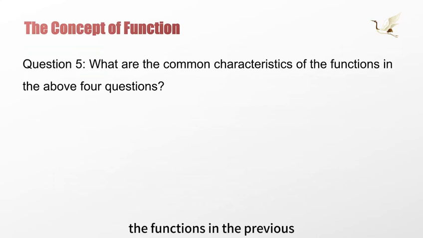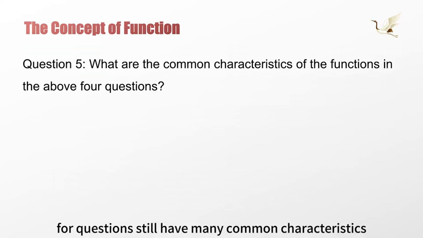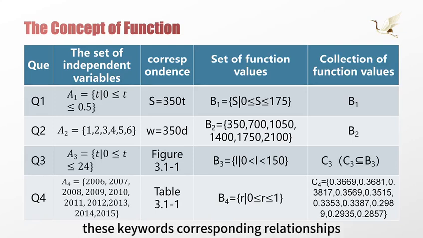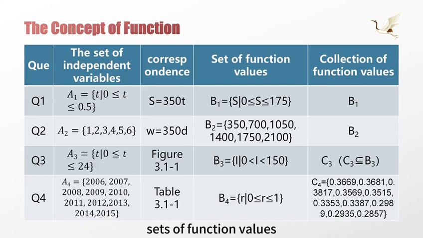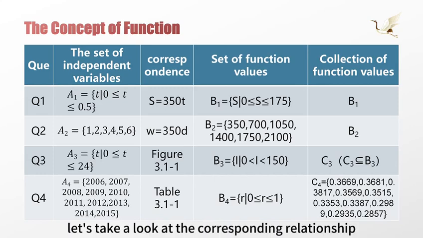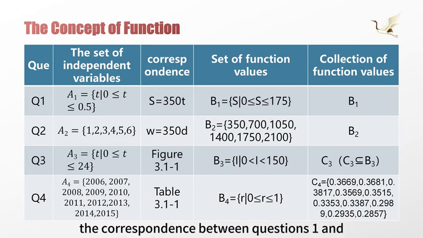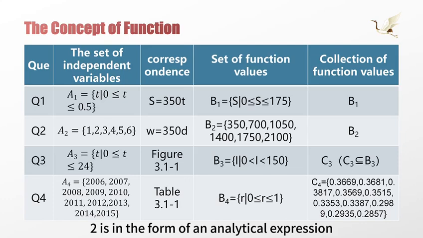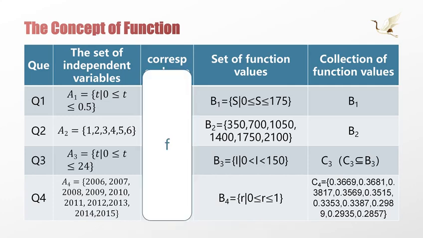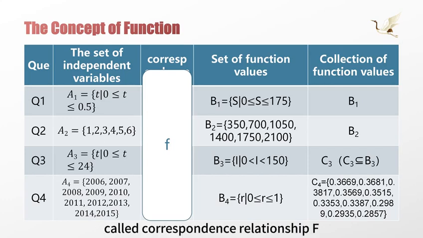The functions in the previous 4 questions still have many common characteristics. Let's take a look. In the previous questions, these keywords were mentioned: corresponding relationships, sets of independent variables, and sets of function values. Firstly, let's take a look at the corresponding relationship. The correspondence between questions 1 and 2 is in the form of an analytical expression. Question 3 is the form of the image. Question 4 is the format of the table. Regardless of the form, they can all be unified into a symbol called correspondence relationship f.